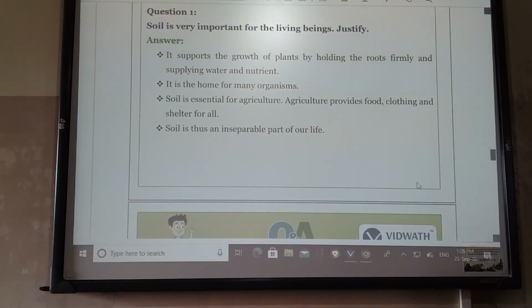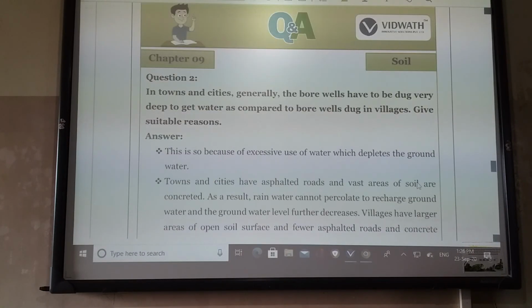So it supports the growth of plants. It is a home for many organisms. It is essential for agriculture. It provides food, clothing and shelter also.